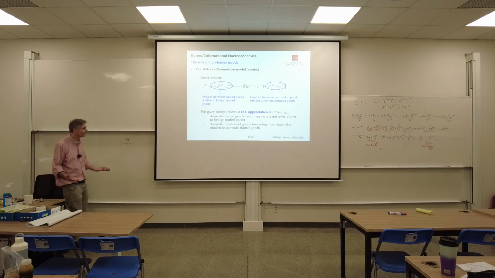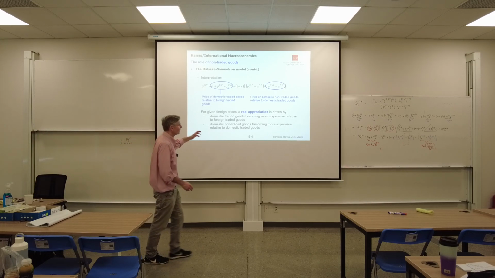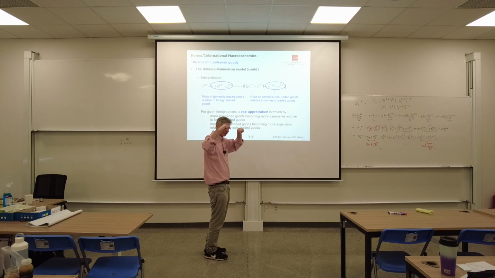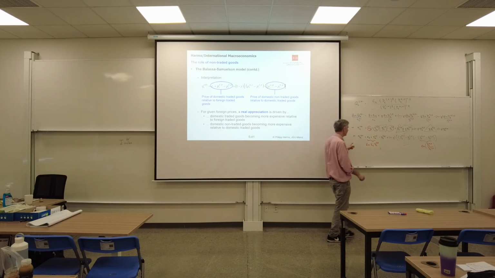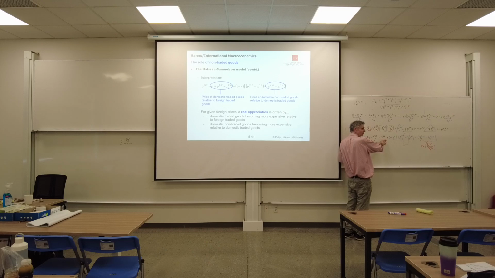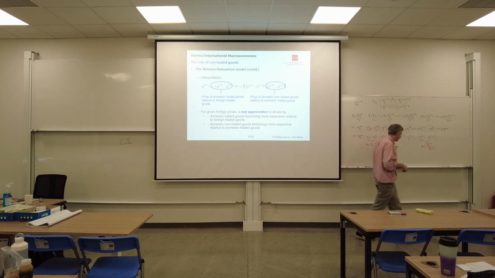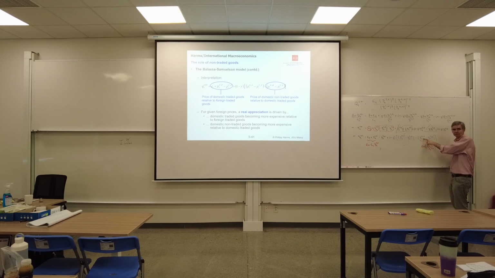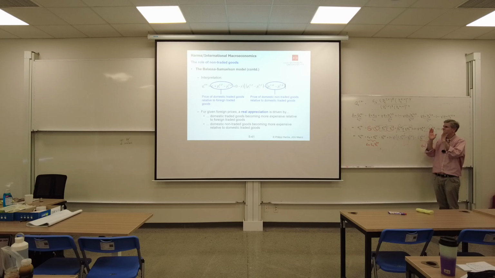Now, if you are willing to assume, for given foreign prices, a real appreciation is driven by, note that a real appreciation is Q going down. So Q goes down if domestic traded goods become more expensive relative to foreign traded goods, okay? Or if domestic non-traded goods become more expensive relative to domestic traded goods. So if Pn over Pt goes up, this difference goes up, and since there is a minus, it pulls down the real exchange rate. Again, price notation: when Q goes down, that means a real appreciation, right?